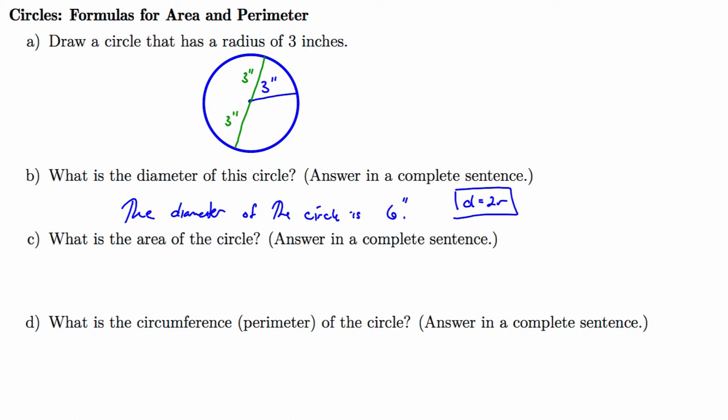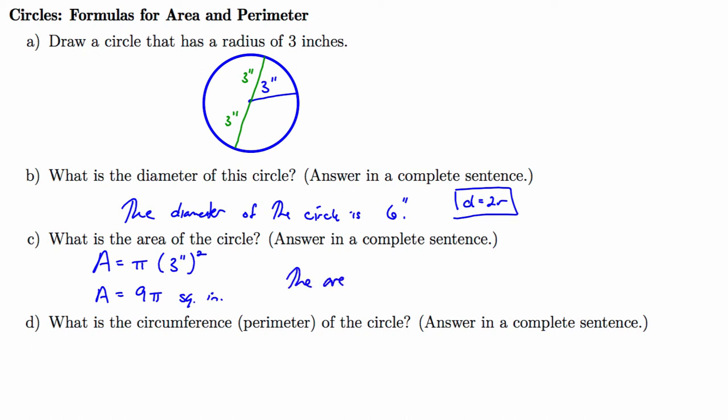To calculate the area of this circle, we need to remember the formula that the area is pi times the radius, in this case 3 inches, squared. Simplifying that formula, 3 inches squared gives us 9 square inches. Multiply that by pi, we get 9 pi square inches.